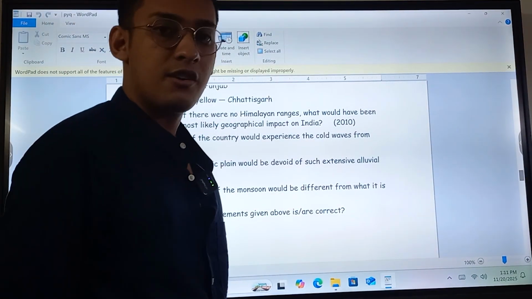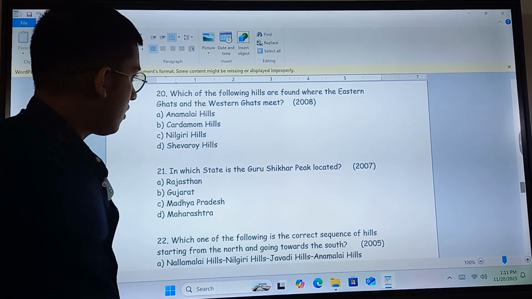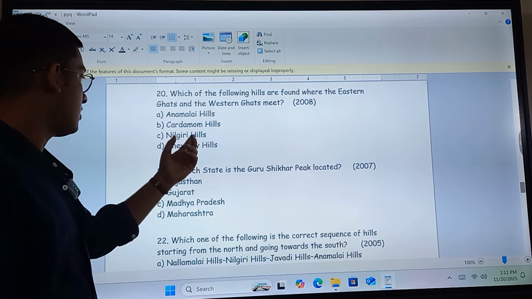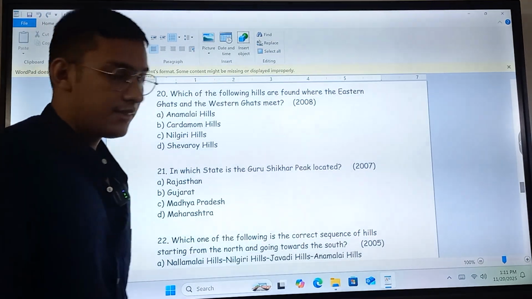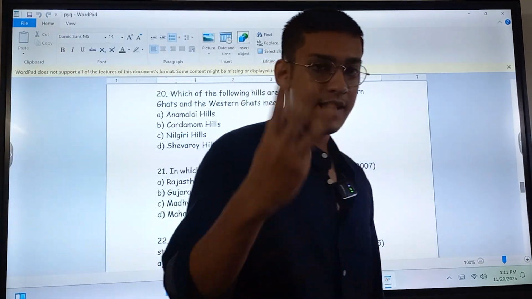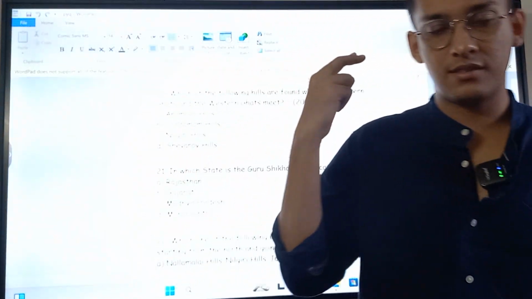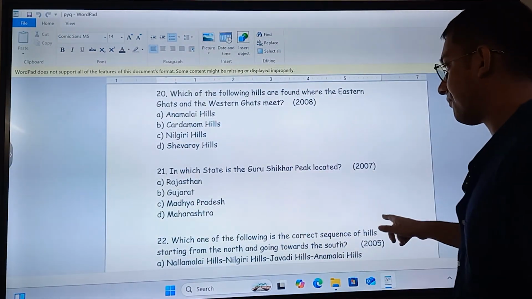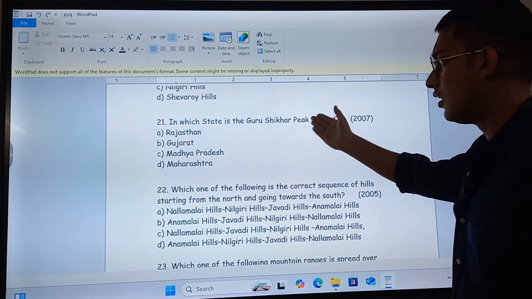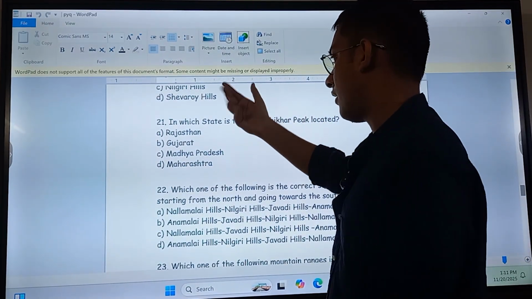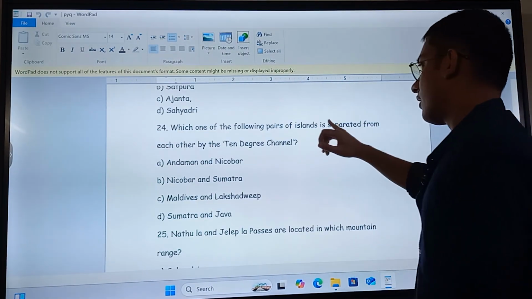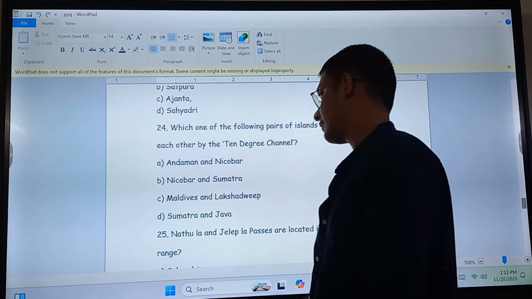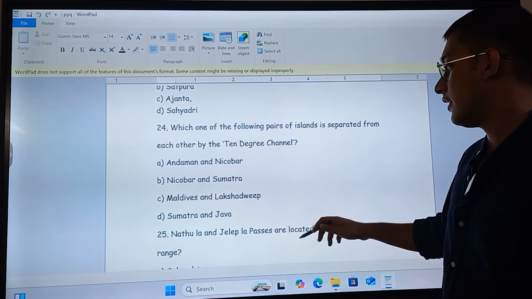We all know that. Because of Himalayan rivers, we get alluvial soils, and the monsoon is affected by the Himalayas because of orographic rainfall. Which of the following hills are found where the Eastern Ghats and Western Ghats meet? It's a very easy question. It's the Nilgiri Hills, a part of 3 states. These are questions which get asked regularly. Guru Shikhar peak is located in Rajasthan. Which island is separated by the 10-degree channel? It is Andaman and Nicobar.